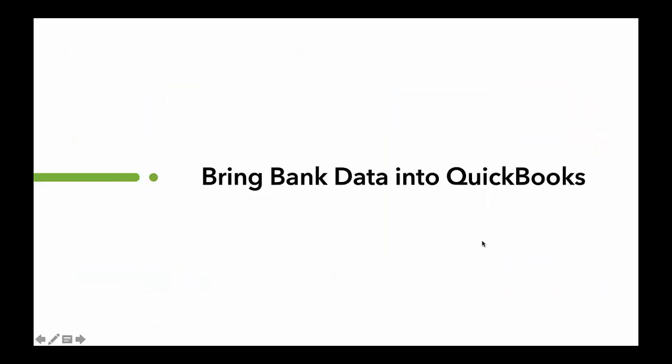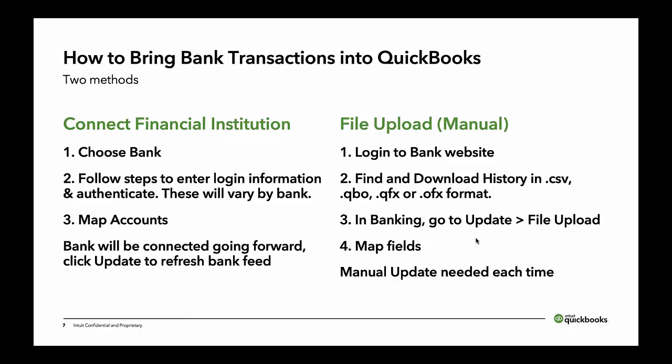Okay, so let's talk about the two ways to bring bank data into QuickBooks Online. There's really two methods here. So the first is connecting the financial institution up. QuickBooks Online has connections to over 14,000 financial institutions, so there's a lot of banks that you can connect with right in the product. So you go into our directory, you look for that bank, choose it from the list, and then follow the steps to essentially get that connection going.